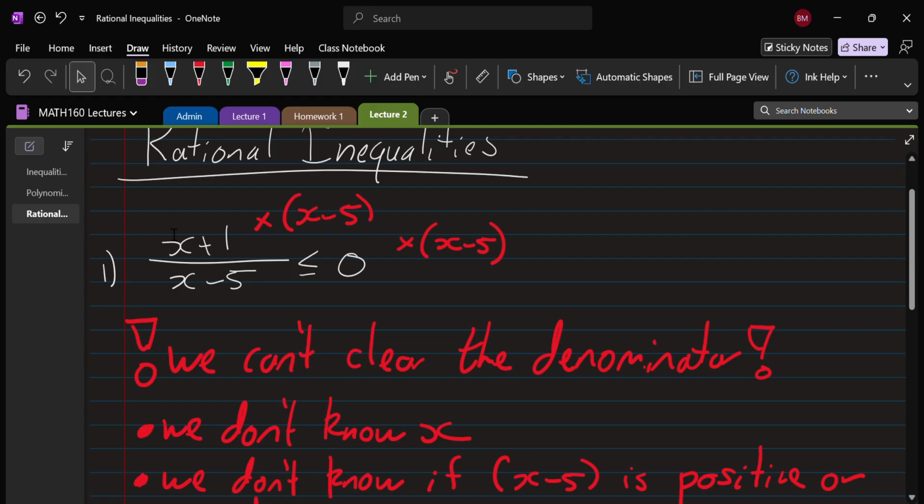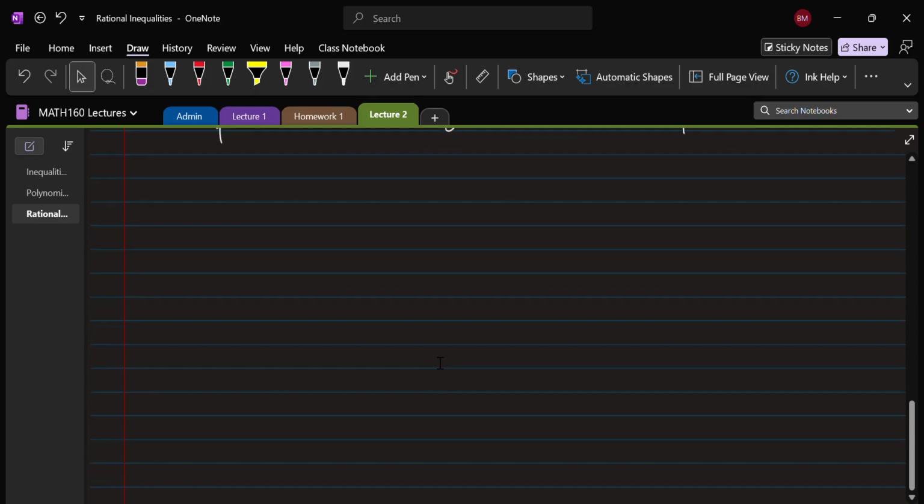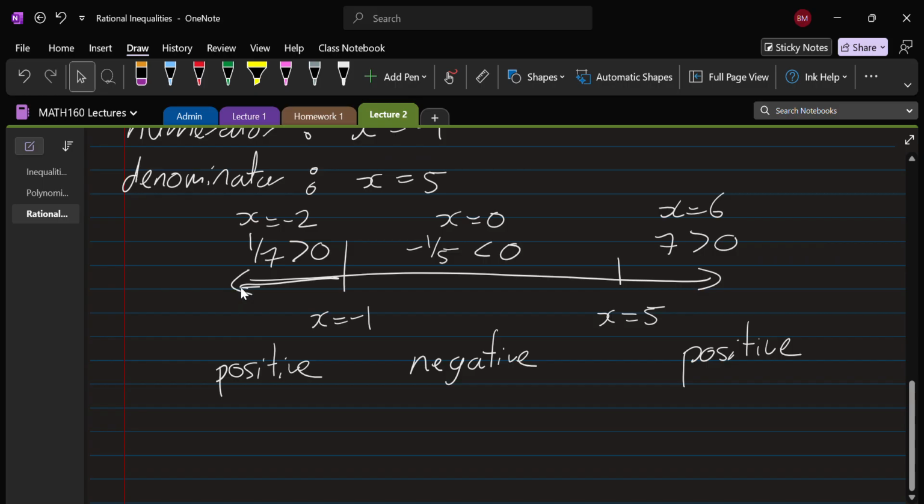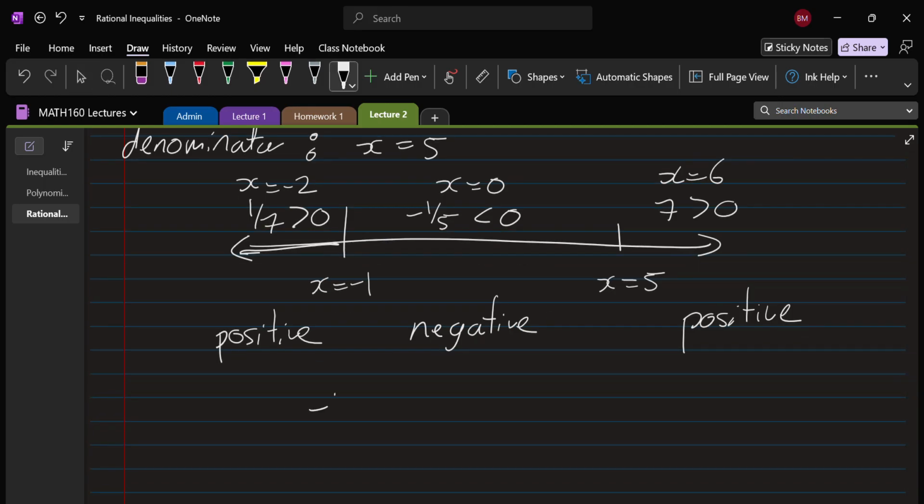Okay, so that tells us the sign of the function. How does that help us? Well, here's the function. We want to know where it is less than or equal to 0. In other words, we want those intervals where it's negative. So we go back here and we see this part is positive, this middle part is negative, this other part is positive. We want this middle part. So the answer will be -1 less than or equal to x less than 5.